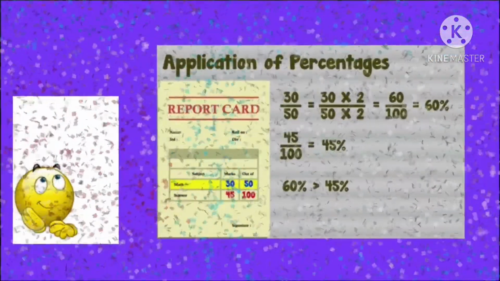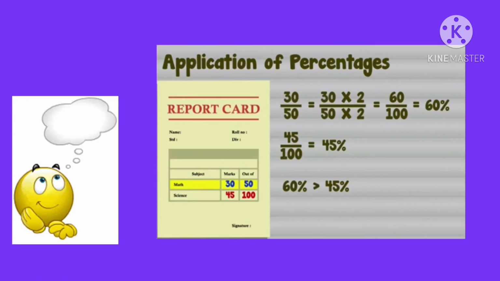And now let us compare marks in two different subjects. In maths, marks are 30 out of 50, but in science 45 out of 100. So to compare the marks, first of all let us convert marks in maths into percent. So 30 upon 50 in percentage form is equal to 60%. And marks in science are 45% because 45 out of 100. Obviously 60% is more than 45%, so marks in maths are more.